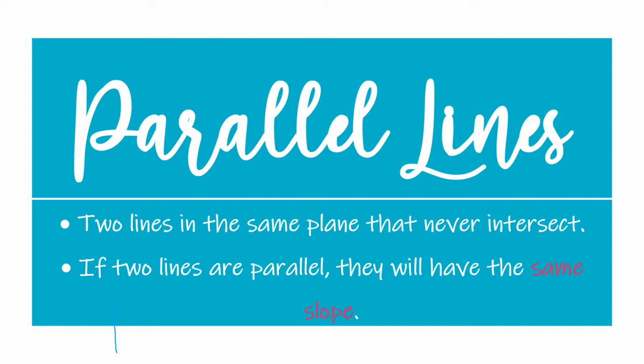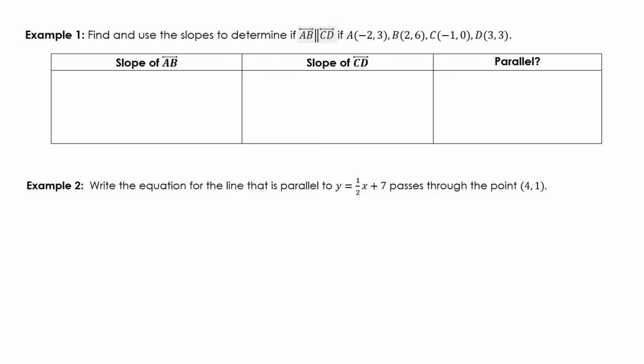You should know the parallel symbol. It looks kind of like 2 L's. That's your parallel symbol. And if they are parallel, that means they have to have the same slope, because the only way they're not going to intersect is if they rise and run the exact same amount.